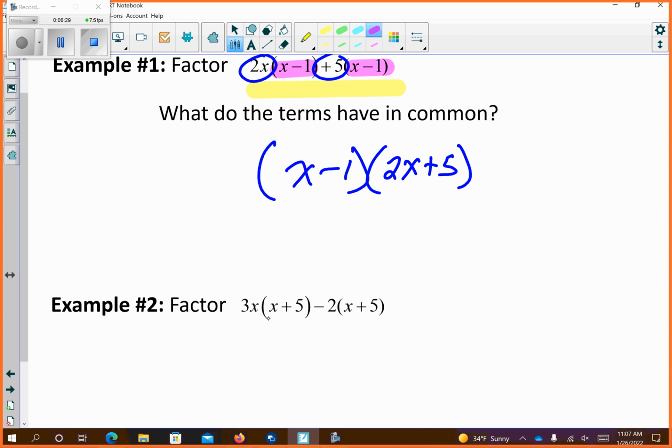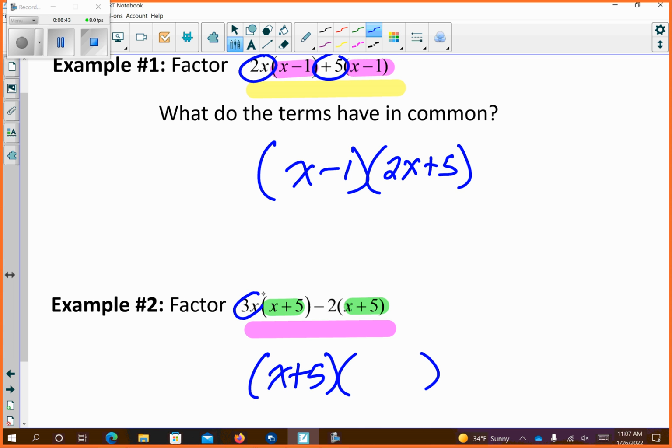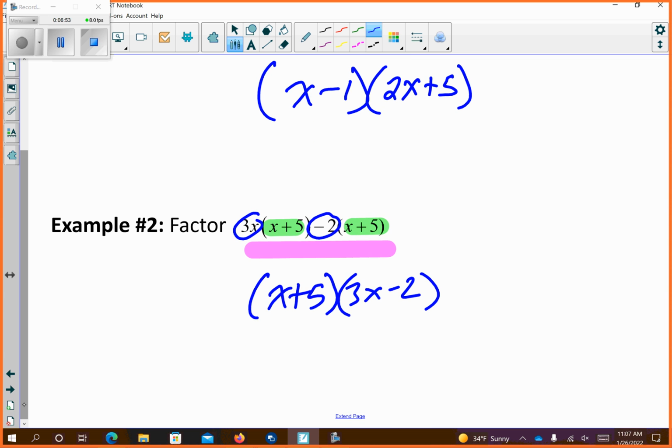So what do I have in common between those two? They're both the same. They have to be the same. If they're not the same, they're not a common factor. So that's my first set of parentheses. Write another set of parentheses. What do I have left? 3x minus 2. Done. Pretty straightforward, I hope. Okay, heading to the second page, yes? Any questions so far?